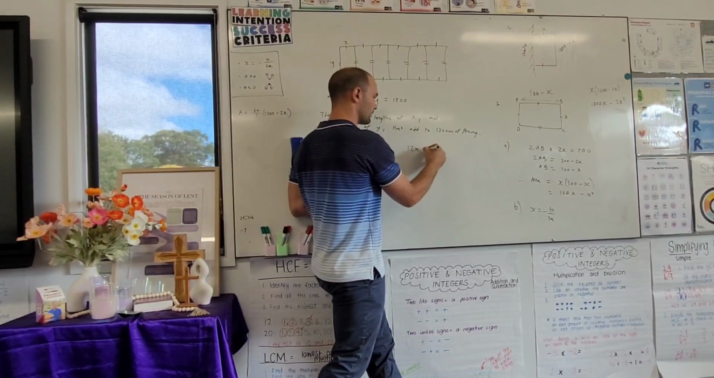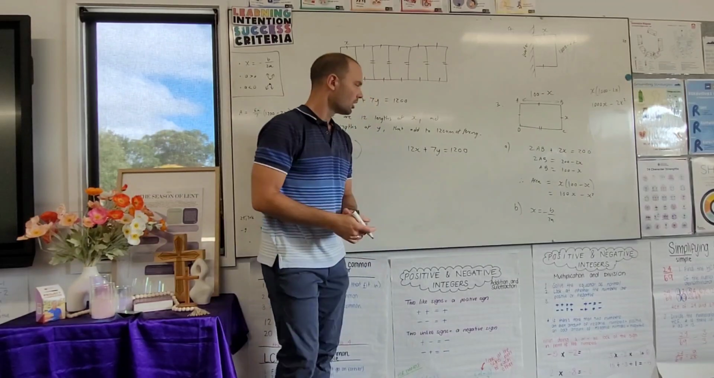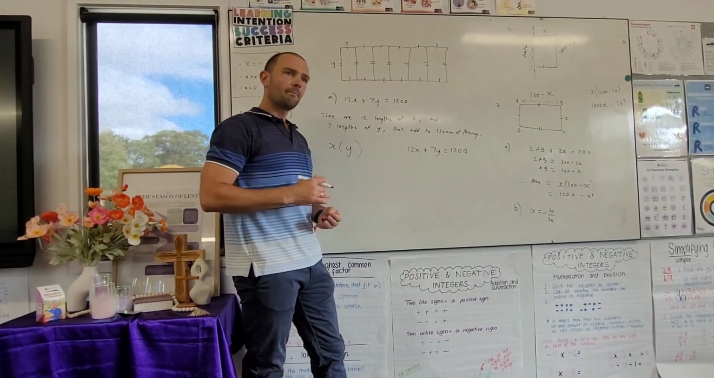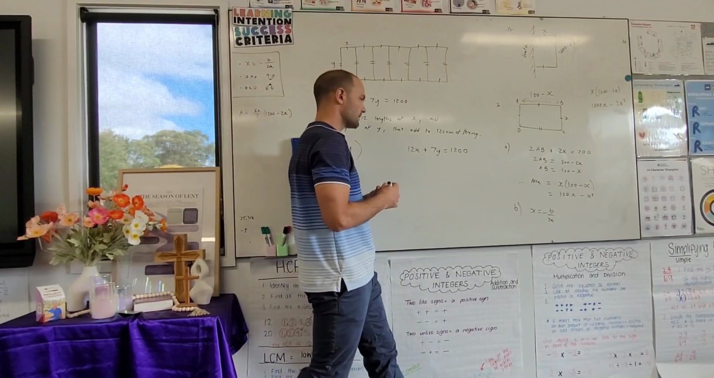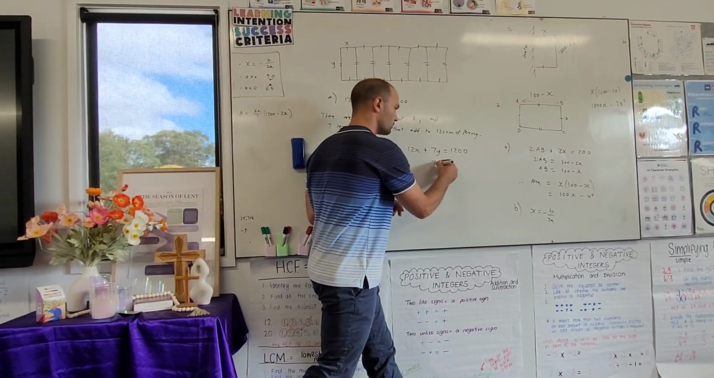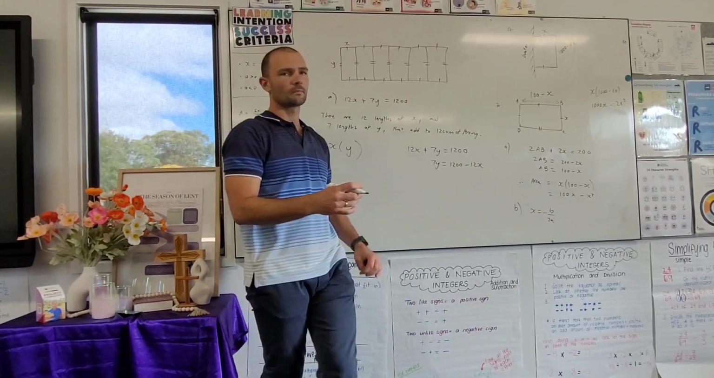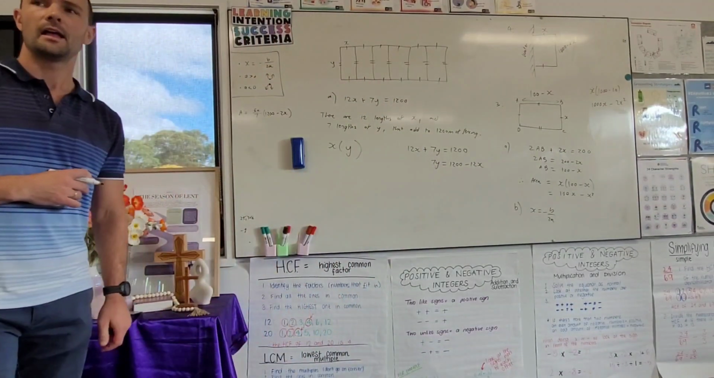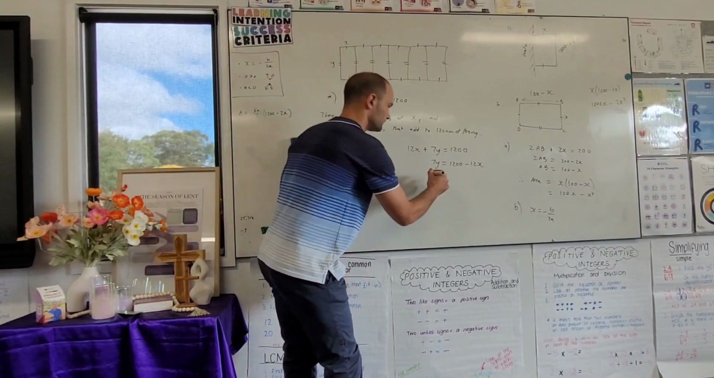So I'm going to come up here, we've got 12x plus 7y equals 1,200. We're going to get y by itself so that we can substitute it into this equation. So the first thing we'll do is we'll take 12x from both sides. And then we're going to divide both sides by 7.